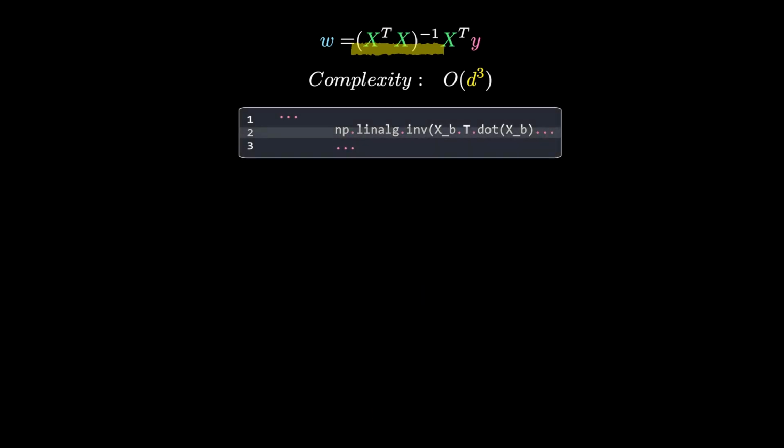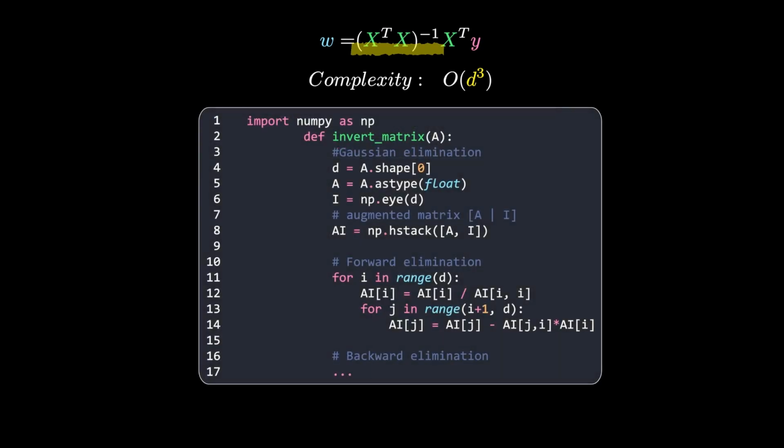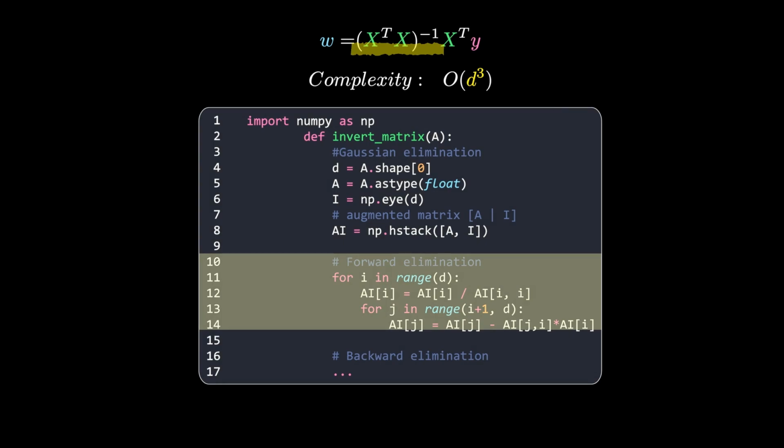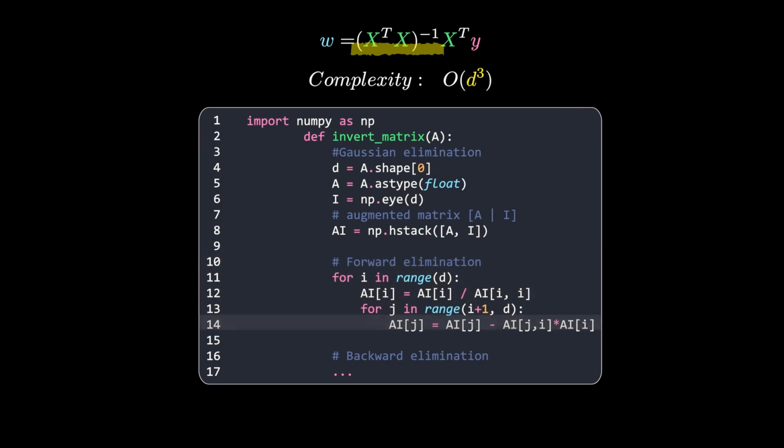Now, let's take a look at why the inverse operation has a complexity of big O of D cubed. Here's the code for the inverse calculation implemented with Gaussian elimination. If you look at the highlighted section, you'll notice it has 2 nested for loops, so that's D squared operations already. And at the bottom, there's an additional vector operation of length D, making the total complexity big O of D cubed. So, instead of using this computationally heavy normal equation, what kind of algorithm do we use?